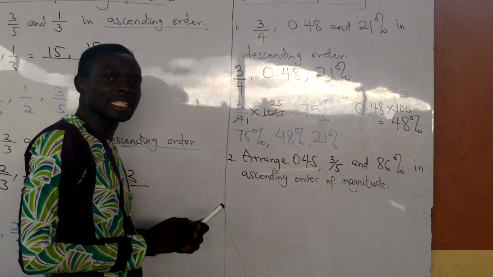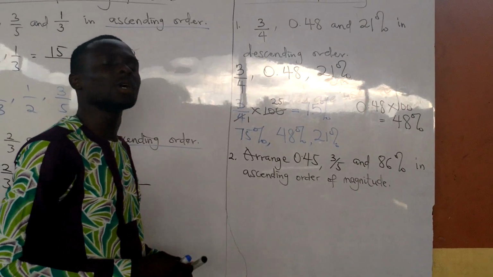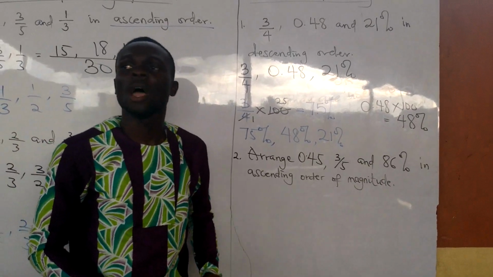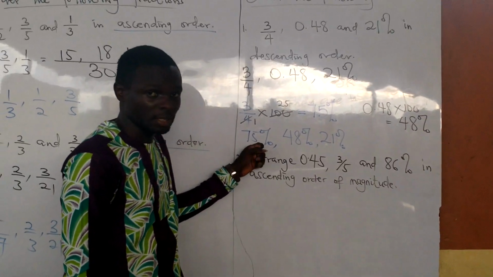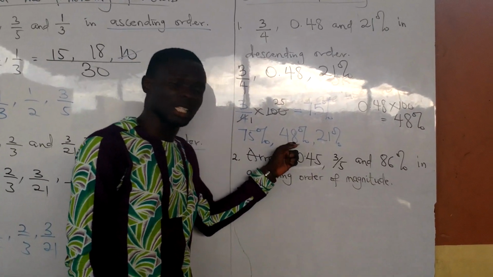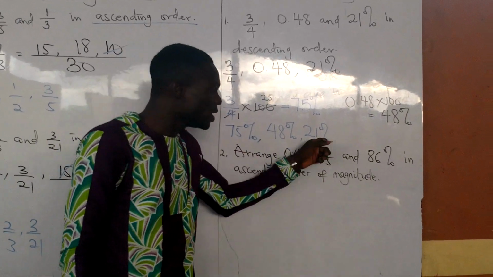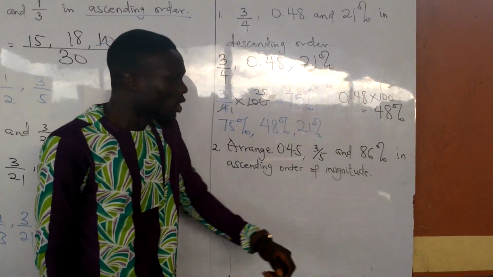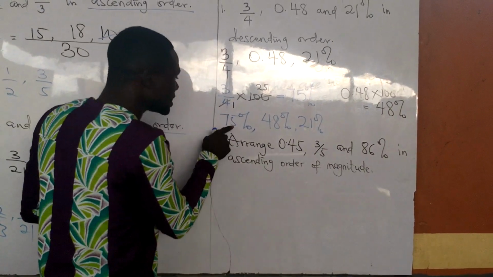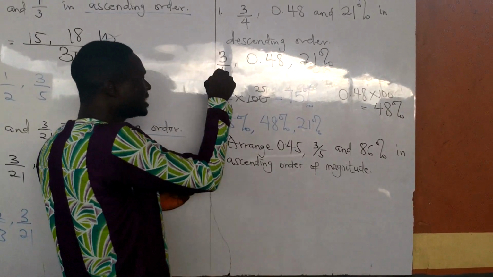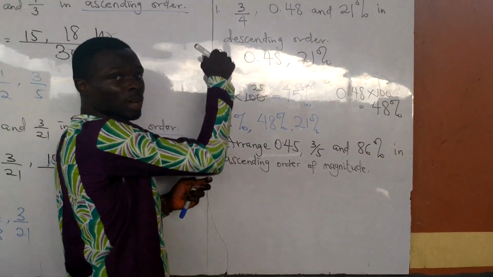I have ordered these fractions. But I will ask a question. When the question was given, were we giving 75%? No. Were we giving 48%? No. Were we giving 21? Yes. So the ones that we were not giving, you just change them back. So this 75%, it represents or corresponds to 3 over 4.